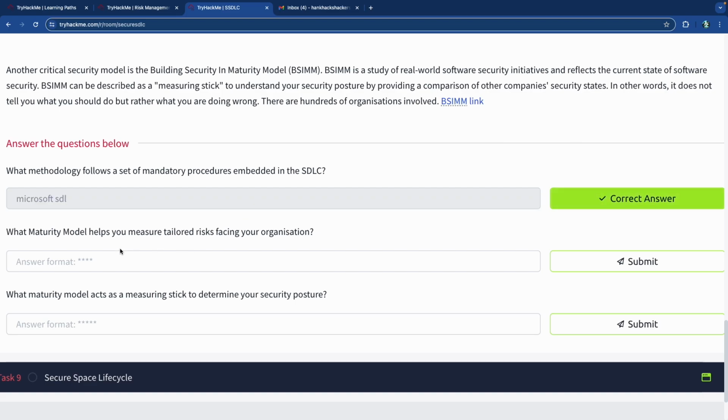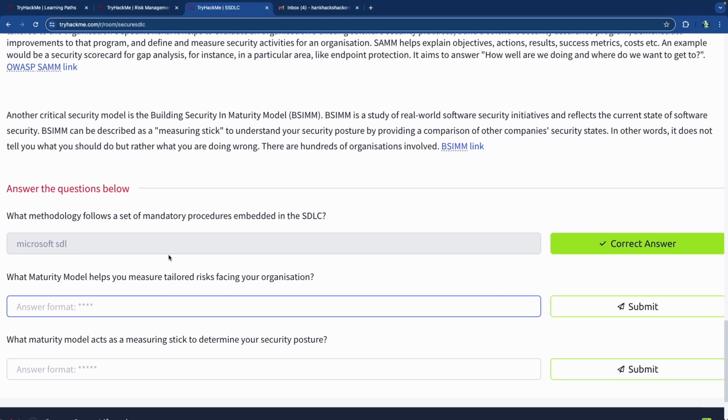There you go. What maturity model helps you measure tailored risks facing your organization? What maturity model? Oh, interesting.